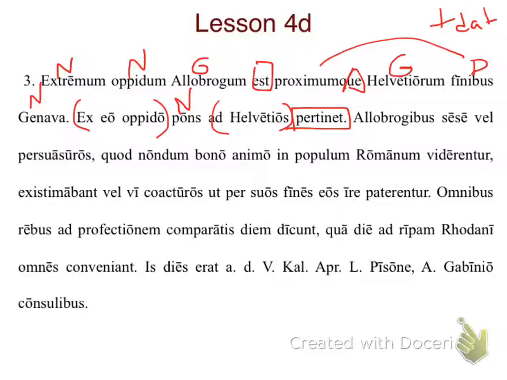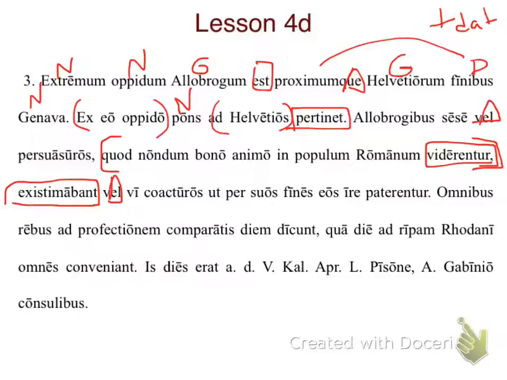Okay, so this next sentence, you have to go all the way down to this existimabant. That's your main verb. Then you got this relative clause right here, so ignore that for a minute. Then you got these two vel words, which is like either or, whether or. That kind of sets up two parallels. They were thinking that either this or this. So you get they were thinking, okay?